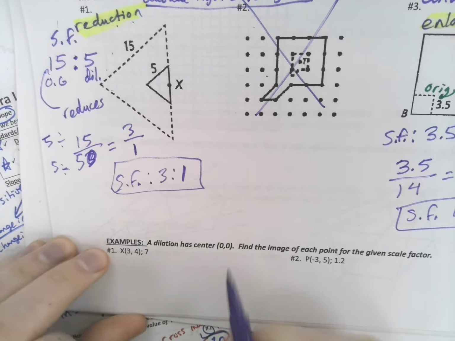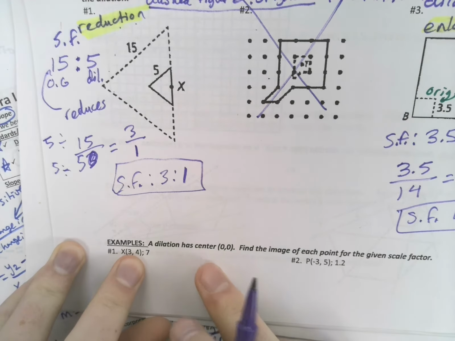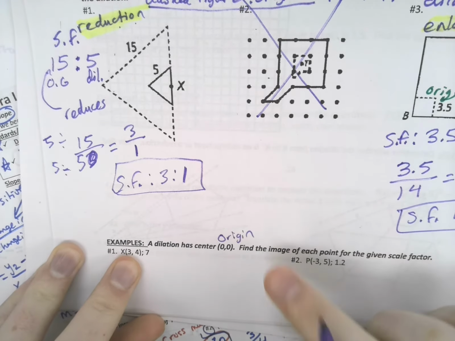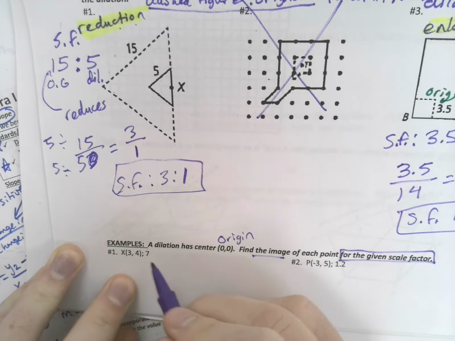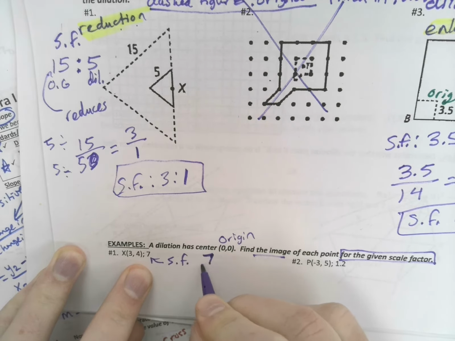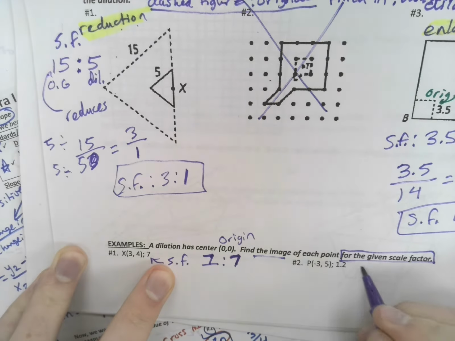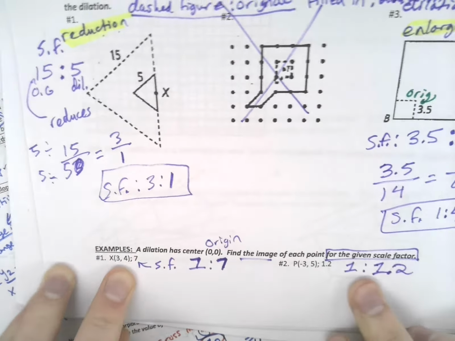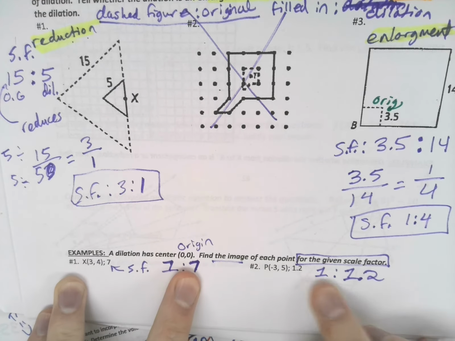Now, let's do some easy ones here, guys. So we're going to assume that we're given 2 points here. Dilation has a center of 0, 0. So in other words, we know these points are based around the origin. We're going to find the image of each point for the given scale factor. So what they gave us here, 7 is our scale factor. We know that's a 1 to 7 scale factor. And then over here, our original was 1. We're going to 1.2.